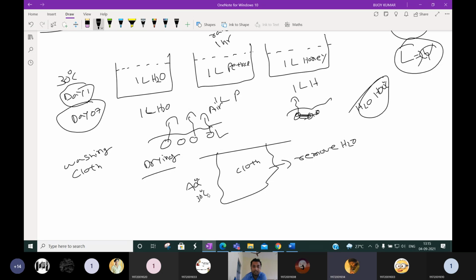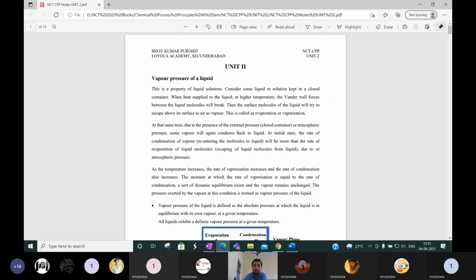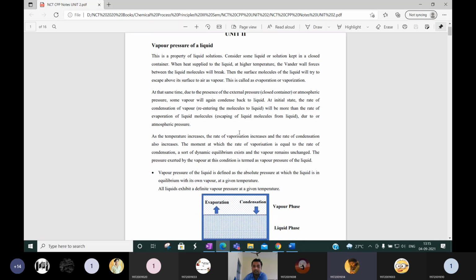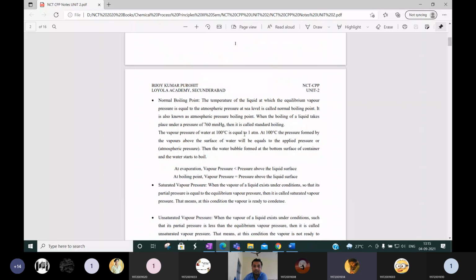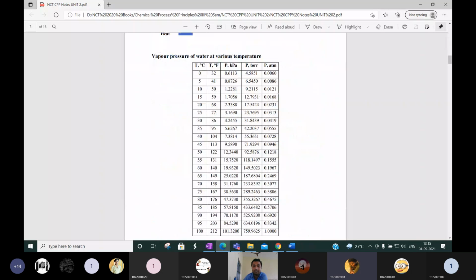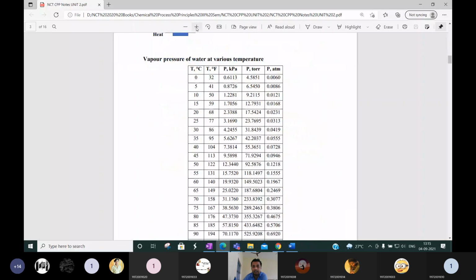Here, let me show you. That is what you explained, not with perfect terminology, but somewhat like that. What you explained is very much correct.